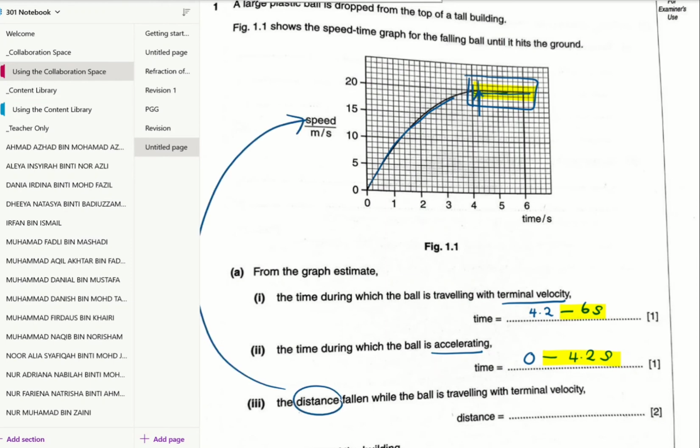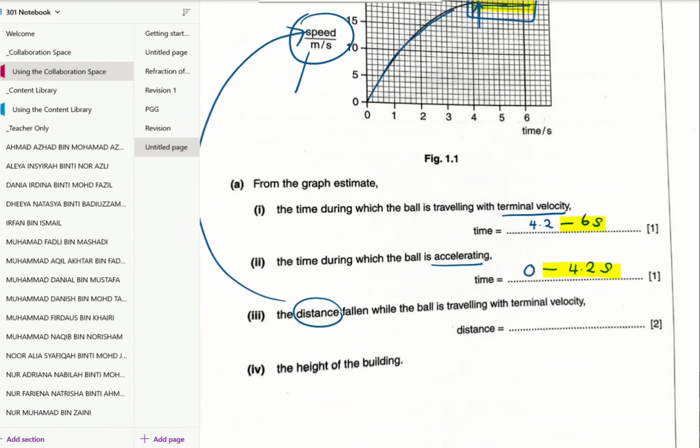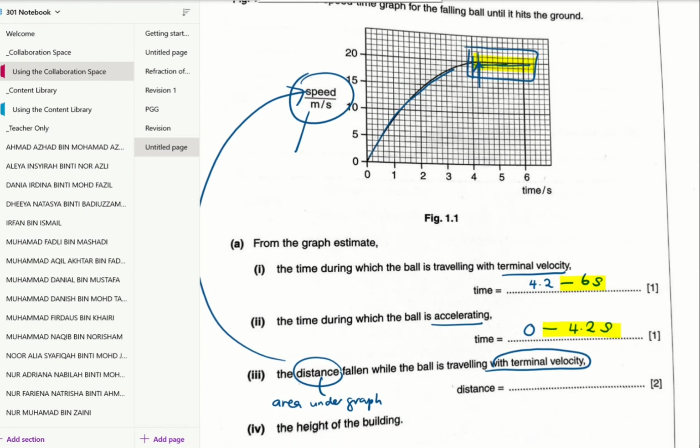So in order to find the distance, for a speed-time graph, we can use the area under the graph to get the distance from a graph of speed against time. Now, the question was distance with terminal velocity. So just now terminal velocity, that's the region. So we want to estimate this area. So the area will be the distance. And this question is just estimation.